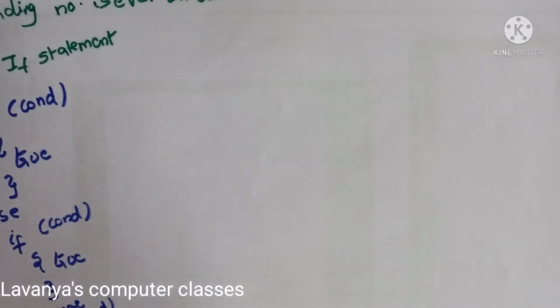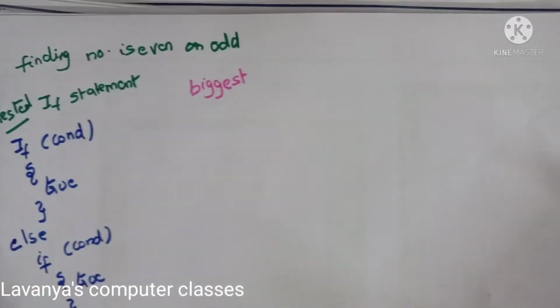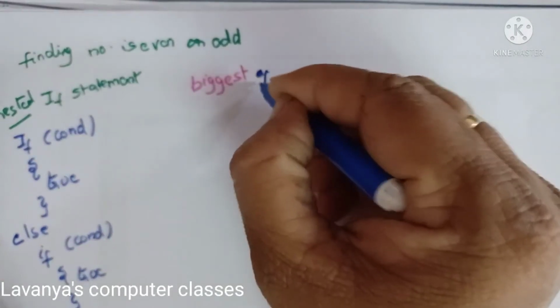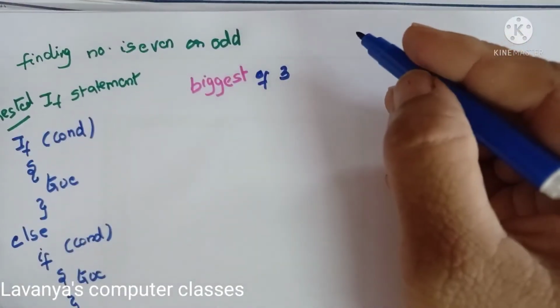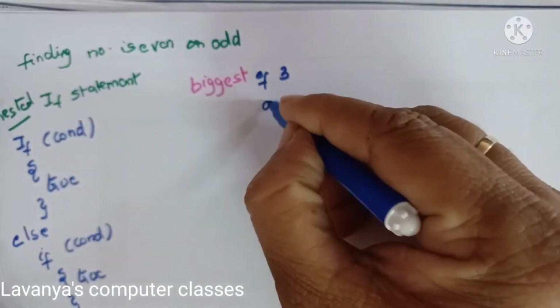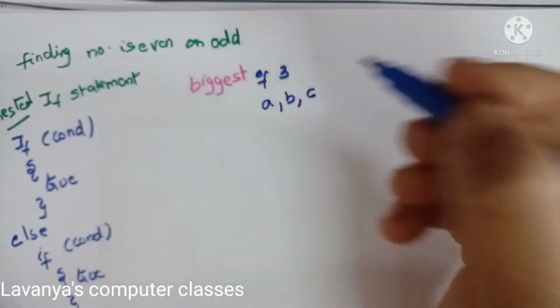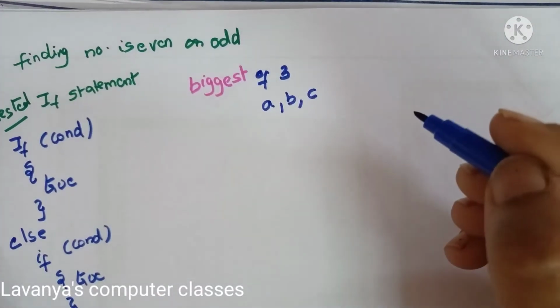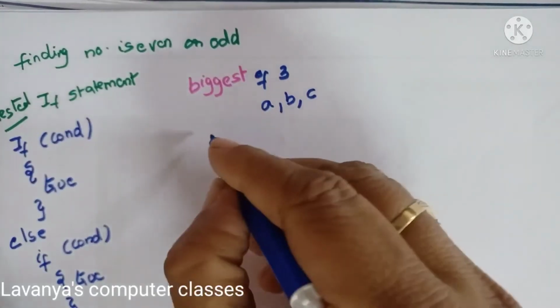Now we will go with an example. Now we will explain the biggest of three numbers program. So biggest of three numbers means, what are the inputs? Inputs, we need three numbers A, B, C. In these three numbers, which one is the biggest? I want to find out. So how can you write the program?